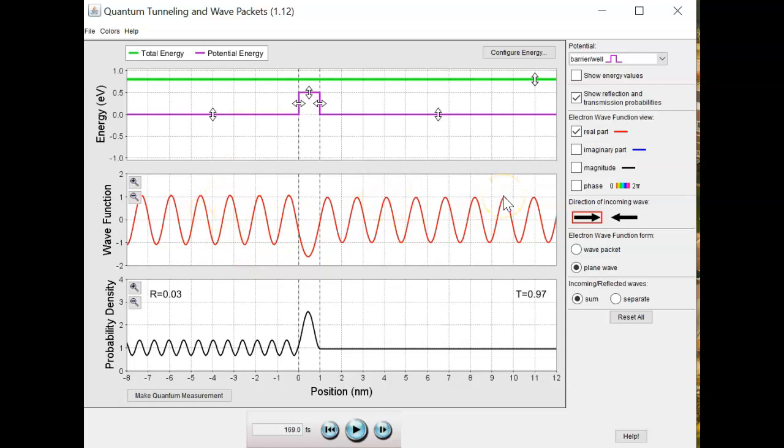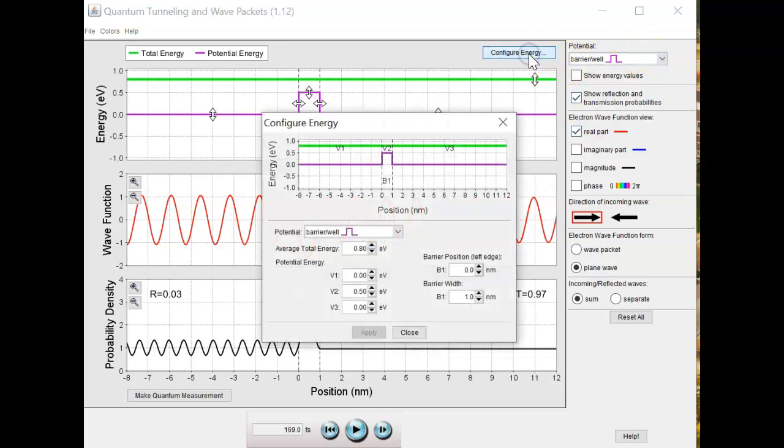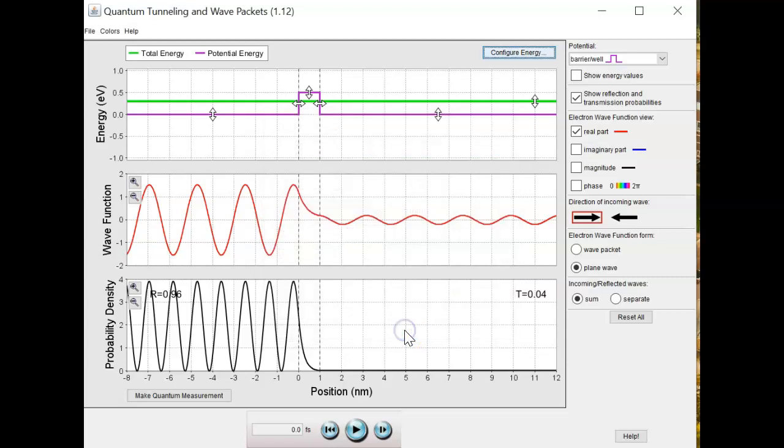So that would be almost all of it being transmitted. So that's the first part. Now, the second thing we do is we go into configure energy and we set the average total energy to be 0.3. I apply and I close. We immediately see that there's a change here. So let's think through this.